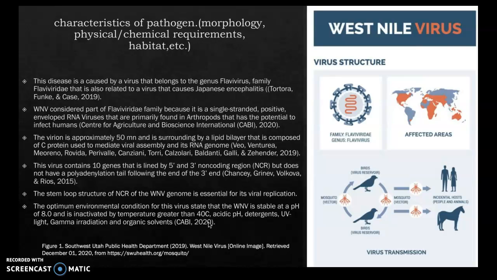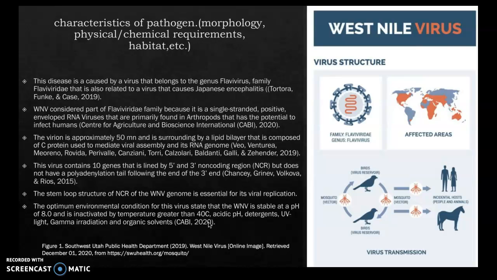This disease is caused by a virus that belongs to the genus Flavivirus, the family Flaviviridae, that is also related to the virus that causes Japanese encephalitis. The West Nile virus is considered part of the Flaviviridae family because it is a single-stranded positive-sense enveloped RNA virus. The virus is primarily found in arthropods and has the potential to affect humans.